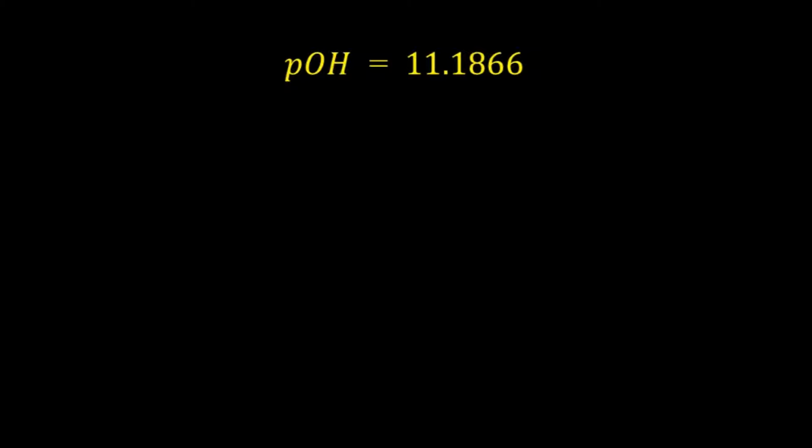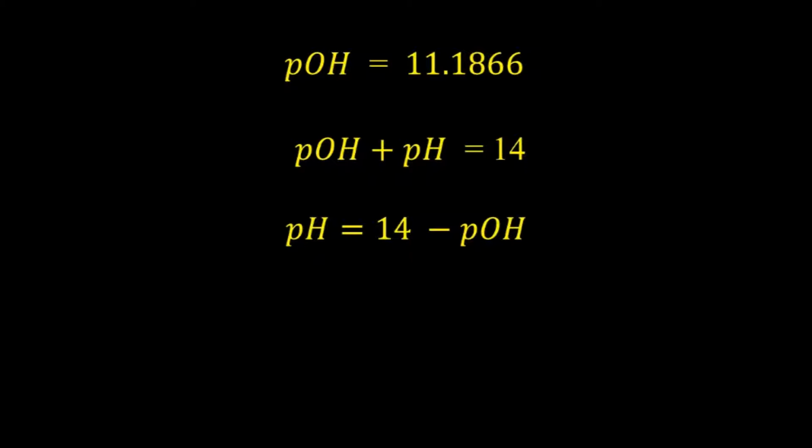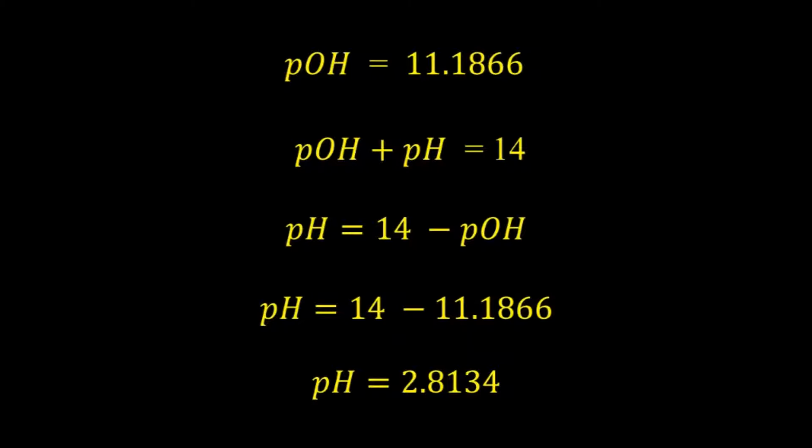Now we're going to apply the expression where pOH plus pH equals 14, and that value for the pH is going to be 14 minus 11.1866, and that's going to be 2.8134 for the pH. Now for the results, so that we can look at everything to see whether or not the two methods are significantly different.